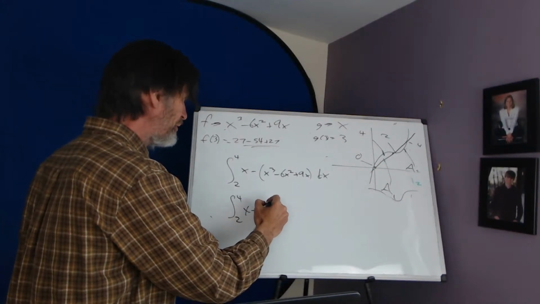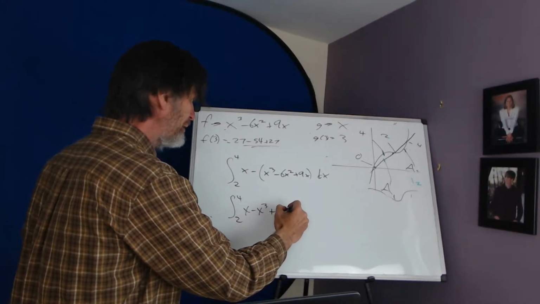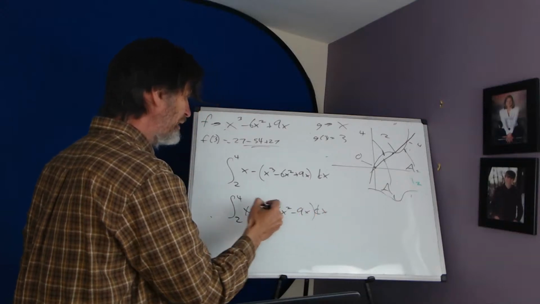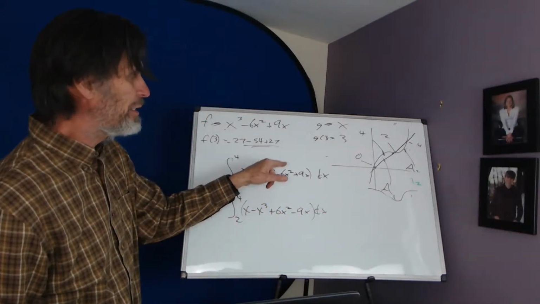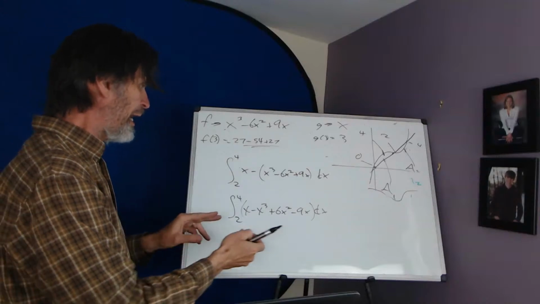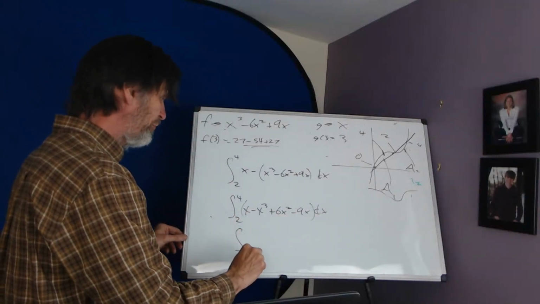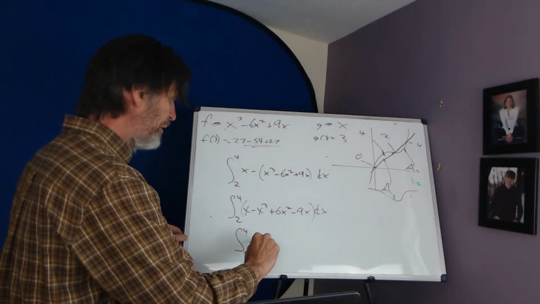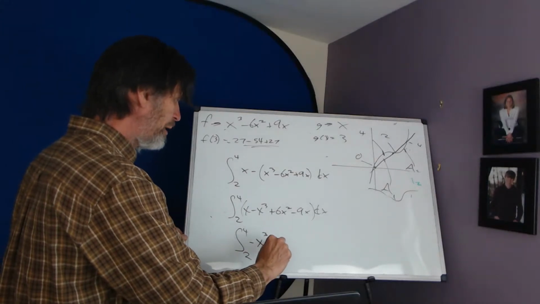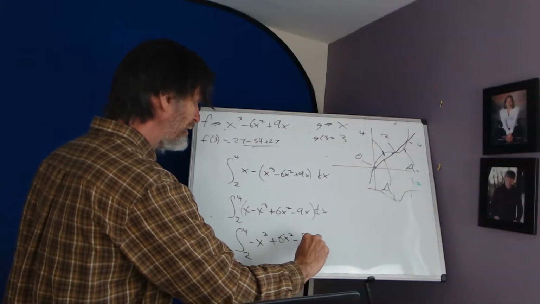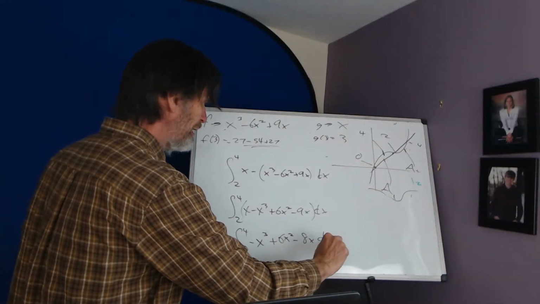x minus x cubed plus 6x squared minus 9x dx, if I'm careful to distribute the minus sign through the set of parentheses. And then let's combine those like terms. Antiderivative from 2 to 4, we end up with negative x cubed plus 6x squared minus 8x dx.